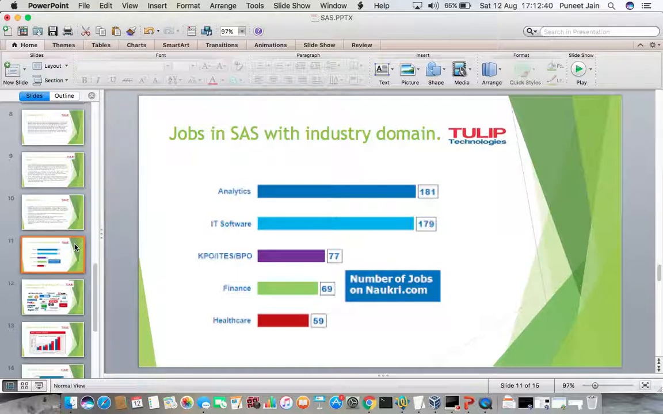So for jobs in SAS by industry domain, out of 200 we have 181 jobs in analytics, 179 in IT software, 77 in the BPO segment, 69 in finance, and 59 in healthcare. The healthcare figure defines not the usage of SAS in that industry, but the number of requirements for people doing jobs other than SAS development in the company. This is totally with respect to SAS. I also mentioned that analytics is heavily dependent on SAS, and IT software also includes SQL. That is why the percentage is pretty high with respect to SAS requirements.